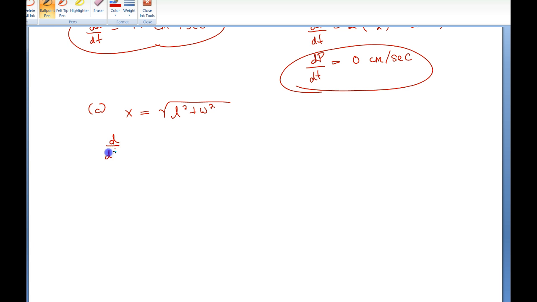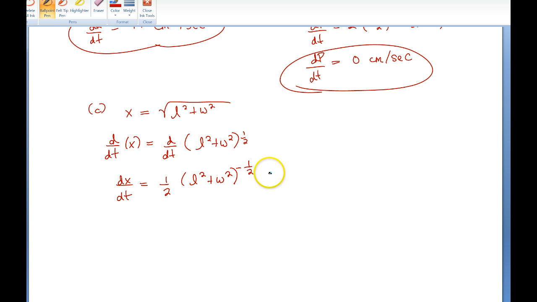So if I do d/dt of both sides, what do we end up with here? Just chain rule, right? Power chain rule. So the 1/2 goes in front. And then the inside stays the same. Take away 1 from the exponent. And then we want to multiply by the derivative of the inside with respect to t. So that's going to be 2L dL/dt plus 2W dW/dt.